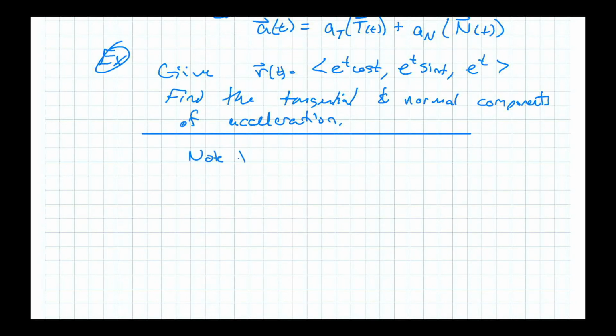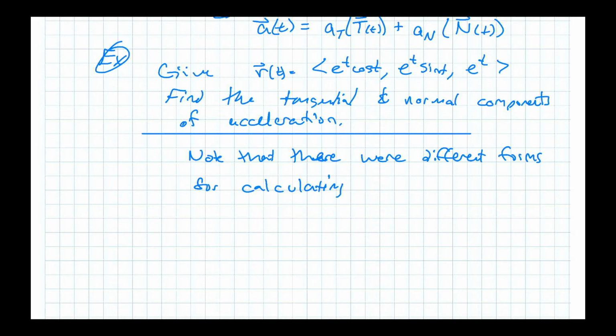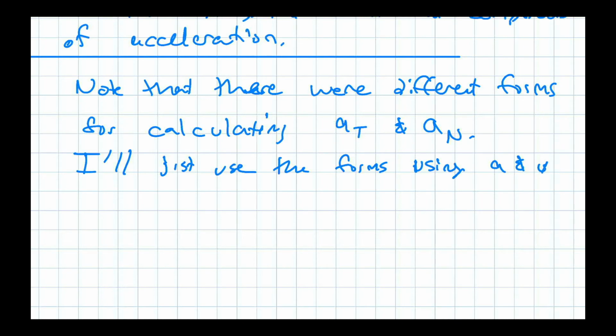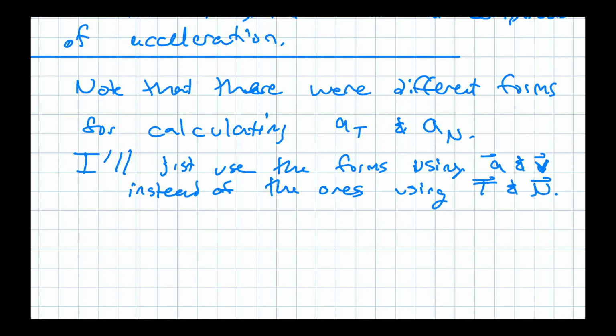So note that there were different forms for calculating the AT, the tangential component, and AN, the normal component. I'll just choose the ones that use the A and V vectors instead of the ones using T and N. Okay, that's just going to be my preference here.